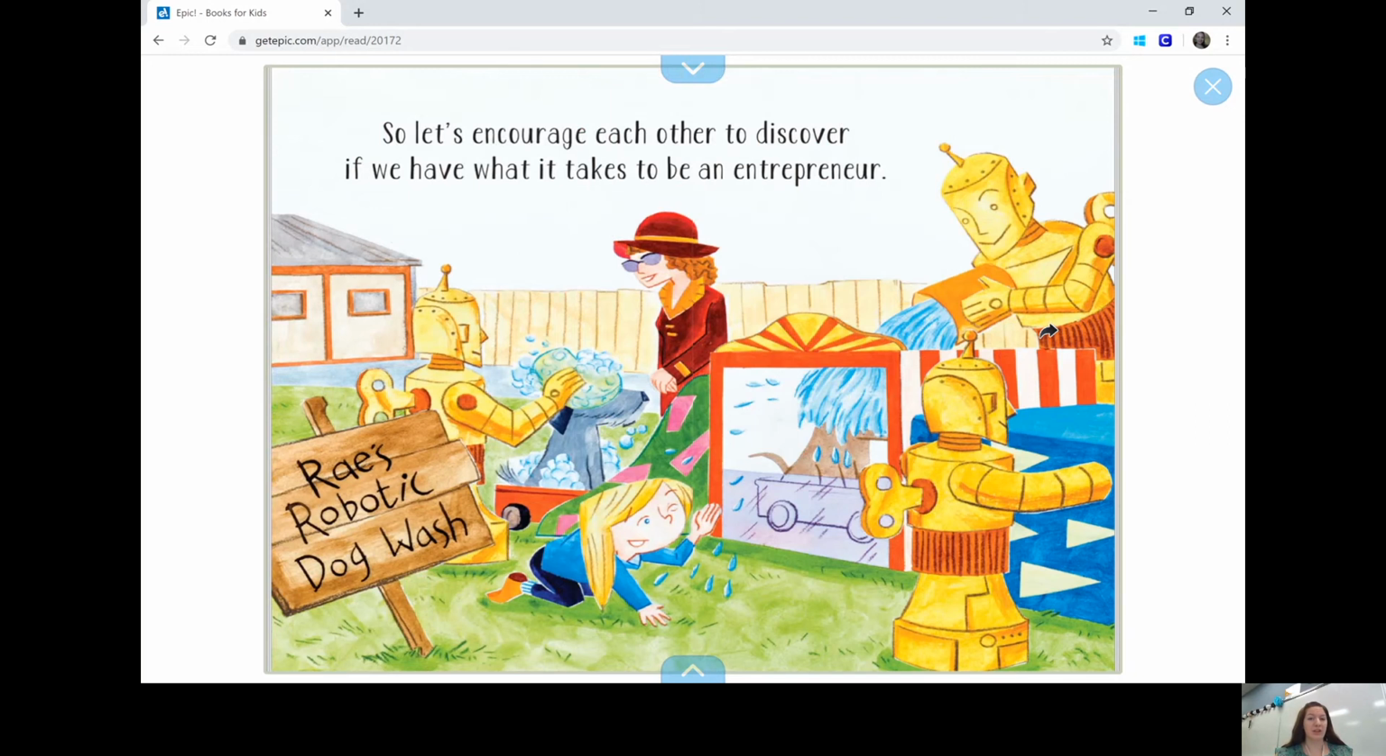So let's encourage each other to discover if we have what it takes to be an entrepreneur. So instead of just saying, hey, wash your dog normally, we have Ray's robotic dog wash. So there's robot washing, she has a scrubbing, washing, and then blow drying. So if you remember at the beginning, that was exactly what her plan was, which is pretty cool.